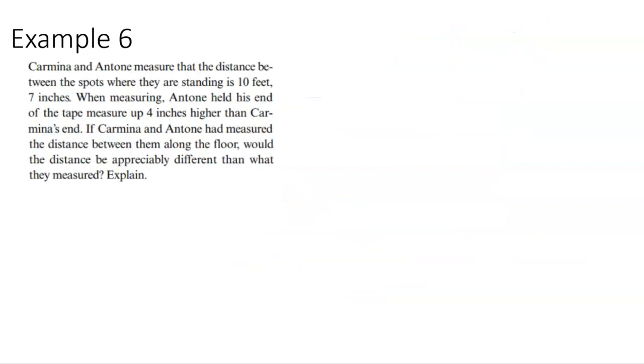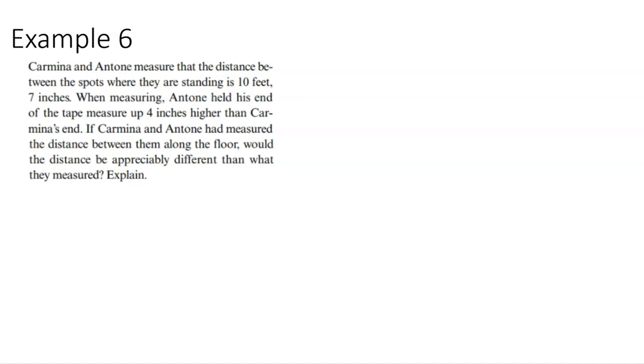Let's do another example. Carmina and Antone measured that the distance between the spots where they are standing is 10 feet 7 inches. When measuring, Antone held his end of the tape measure 4 inches higher than Carmina's end, so I'm definitely going to have to draw this. If Carmina and Antone had measured the distance between them along the floor, would the distance be appreciably different than what they measured?